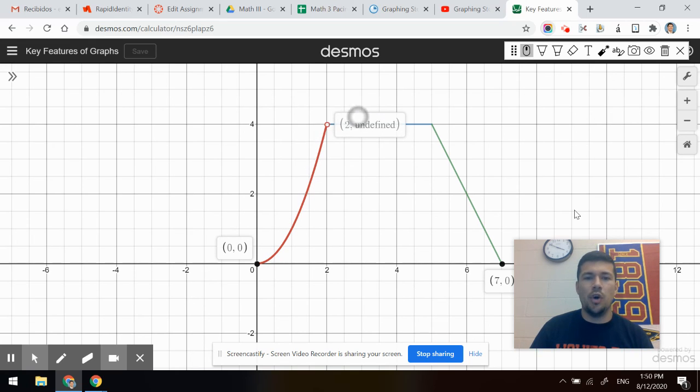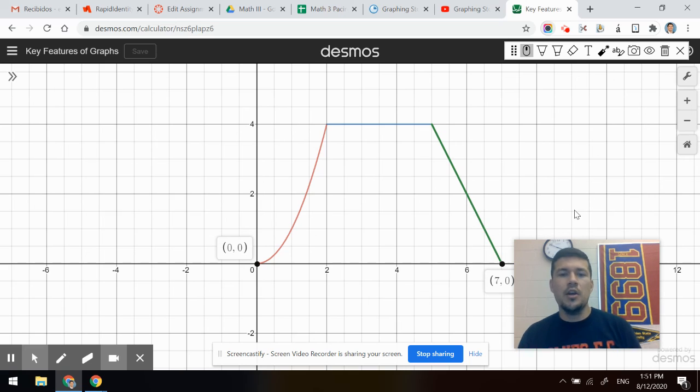And in the second domain interval, and I can call them domain intervals, in the domain interval 2 to 5, our function is constant. And in the domain interval 5 to 7, our function is decreasing. So those are some of the common terms, and they're very straightforward, but that is what you need to know to start the lesson.